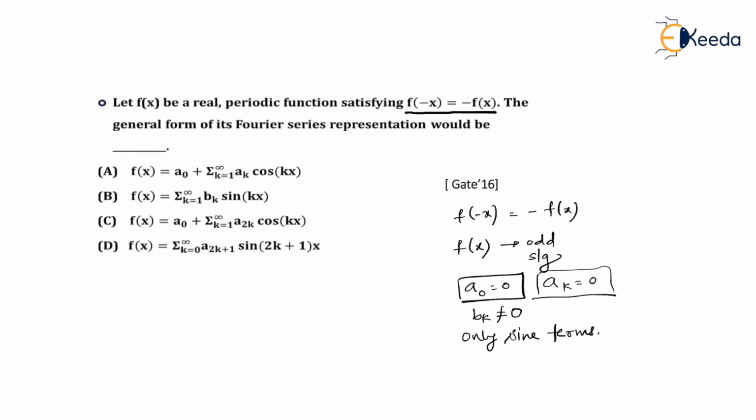Is that right? So let us see. Option A and option C can be eliminated because they have some a naught value. And we know that a naught value is 0 if it is an odd function. So within option B and option D, we have to select the correct option. The other clue is that it will have only sine terms. But if you again compare option B and option D, both of them are having only sine terms.